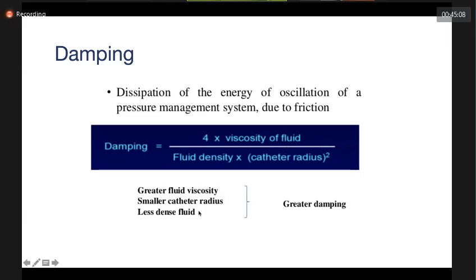If the fluid has greater viscosity, a smaller catheter radius, and less dense fluid, that's why sometimes in anemia, hyperdynamic circulation, you will see greater damping. So damping is nothing but 4 into viscosity of the fluid divided by fluid density into catheter radius. You don't need to calculate all those things. This is only for your information, but you should understand the definition of damping.